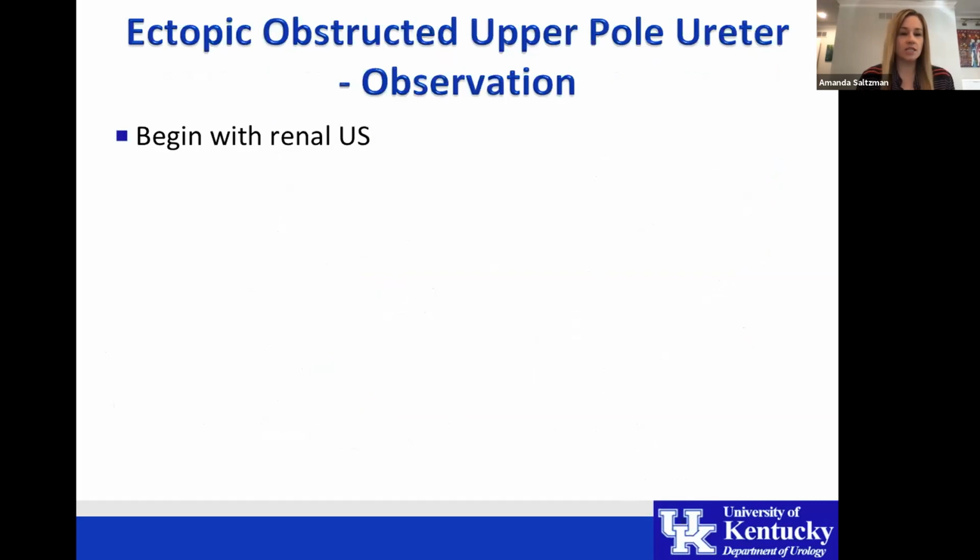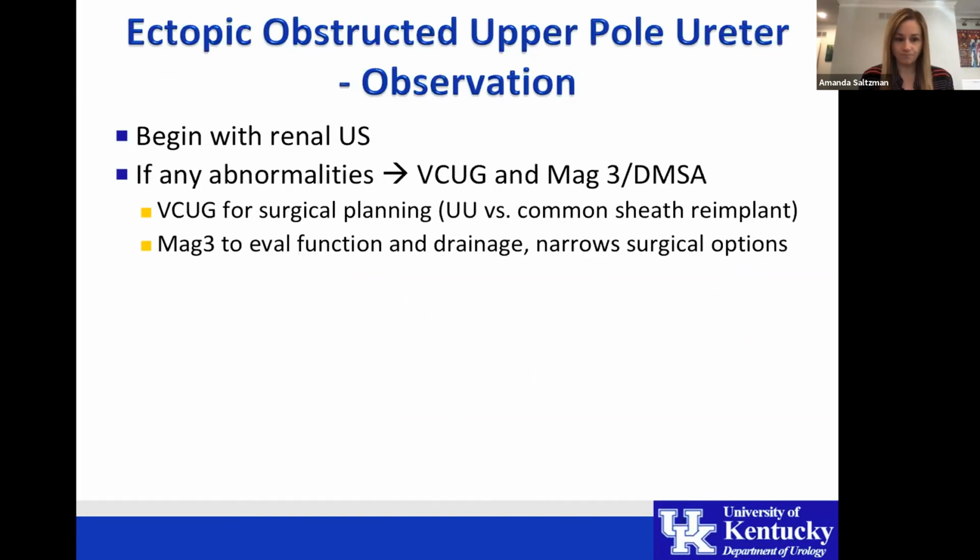So just like you guys presented in the case, when you've got some concern, prenatal hydro, UTI, whatever, you begin with a renal ultrasound. Then what I usually do, again, if the kidney is a duplex kidney, but there's no hydro, then there's no reason to do anything, okay? Not yet, at least. But if you do see any abnormalities, then I follow it with a VCUG, and then I get a functional study. The reason for the VCUG is for surgical planning, whether you need to do a common T3 implant versus a UU, which I think Dr. Carpenter will talk about. And then I use the MAG3 to evaluate function and drainage, because this can potentially narrow or widen surgical options to present to the family.